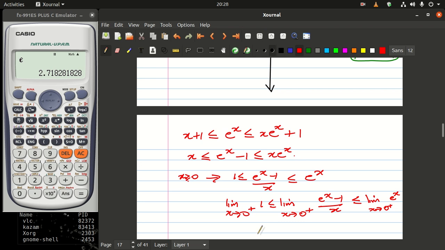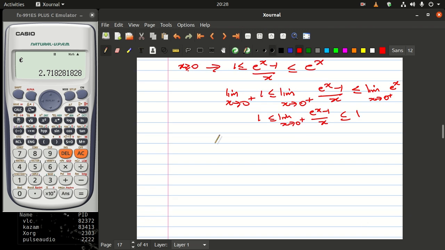The limit of a constant is that constant. Limit as x approaches 0 on the right, and then the limit of this is what we're actually trying to figure out here. And then the limit of e to the power x as x goes to 0, I can plug it in, and then e to the power 0 is just 1.